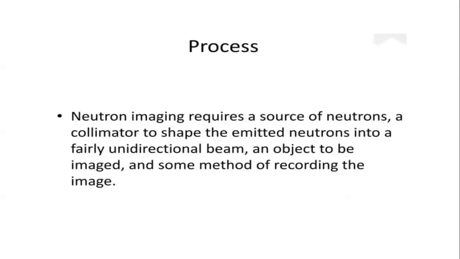Neutron radiography process. Neutron imaging requires a source of neutrons, a collimator to shape the emitted neutrons into a fairly unidirectional beam, an object to be imaged, and some method of recording the image.